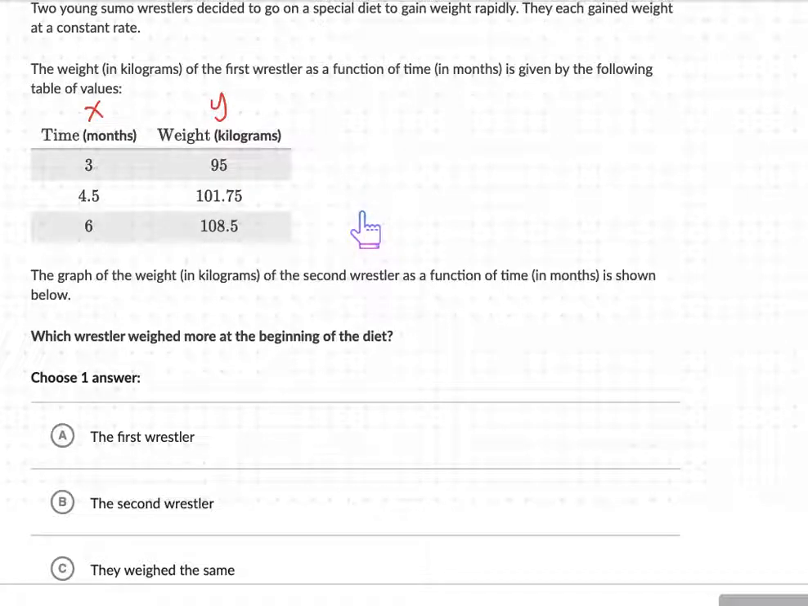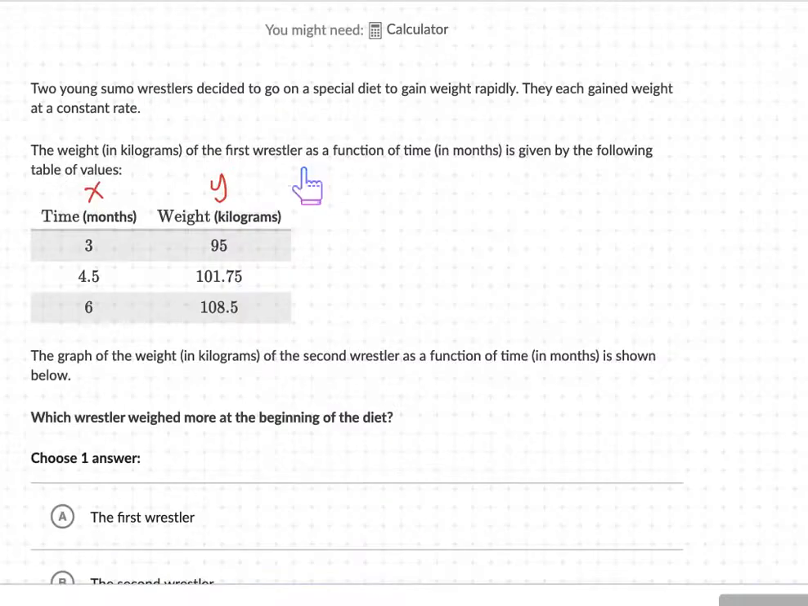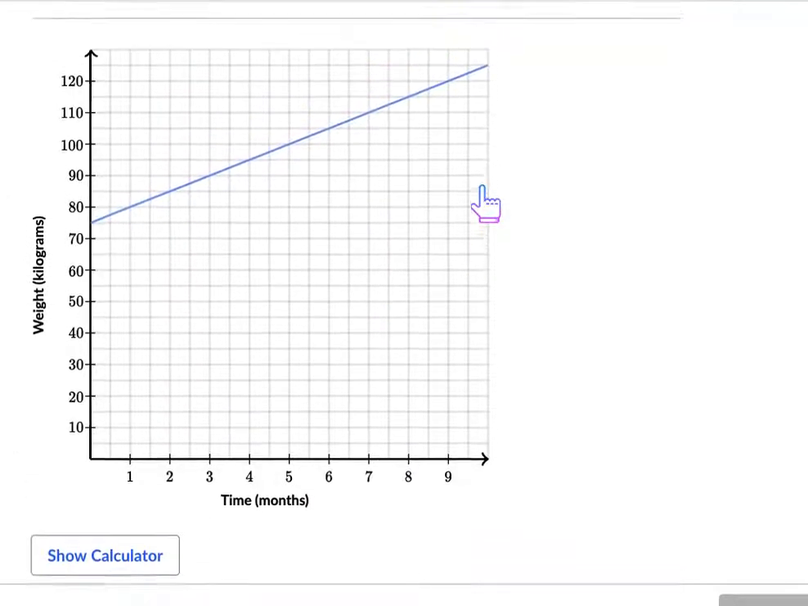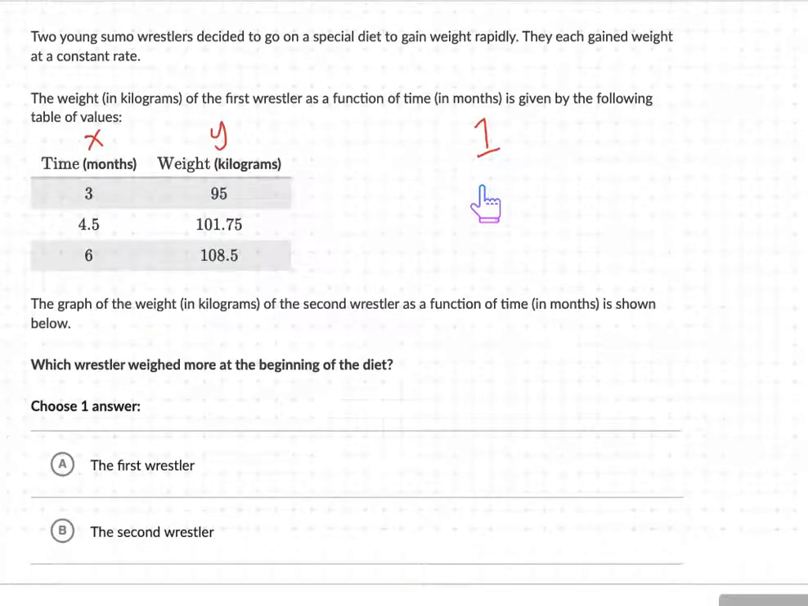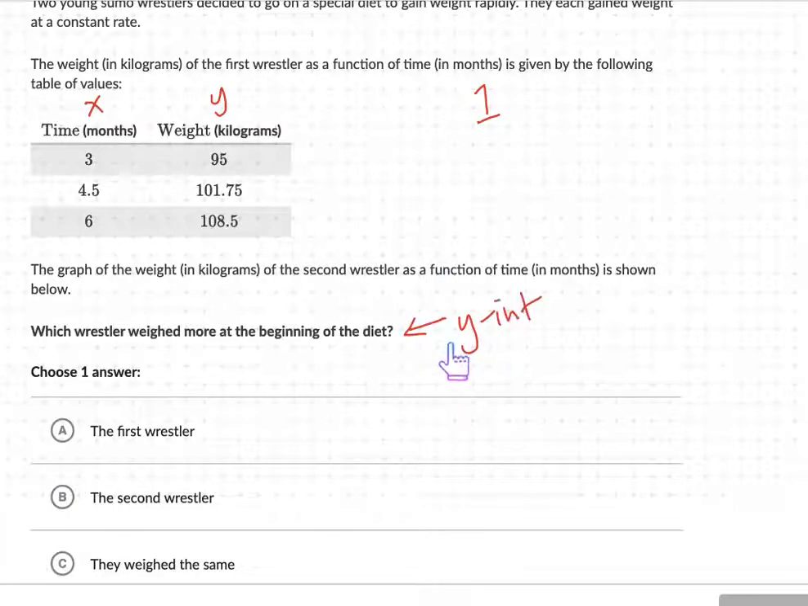The graph of the weight in kilograms of the second wrestler as a function of time in months is shown below. So this is the first wrestler, and this down here is the second wrestler. Okay, so 1 and 2. So the first question is, which wrestler weighed more at the beginning of the diet? So this right here is asking you the y-intercept for both of them.